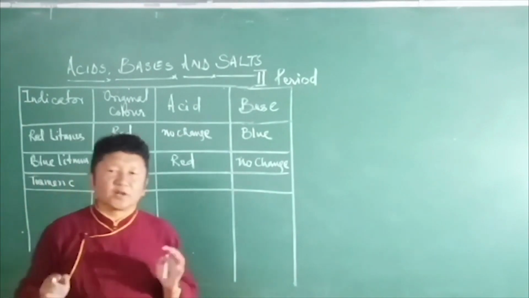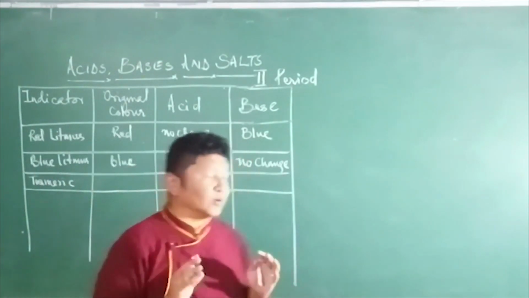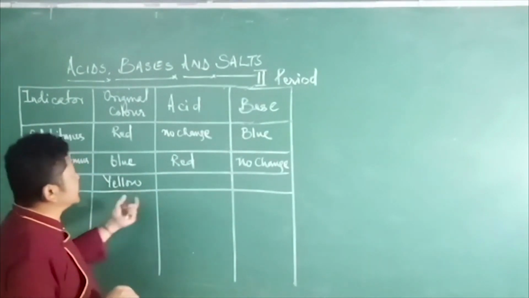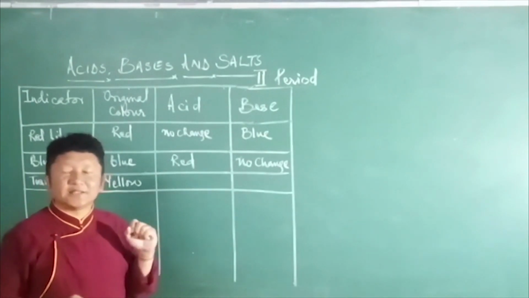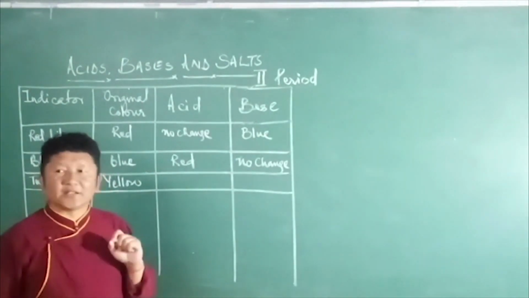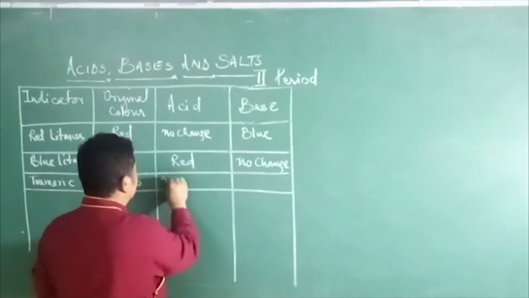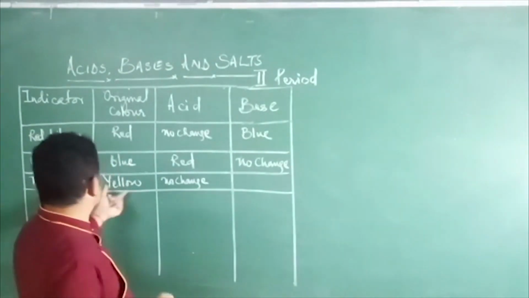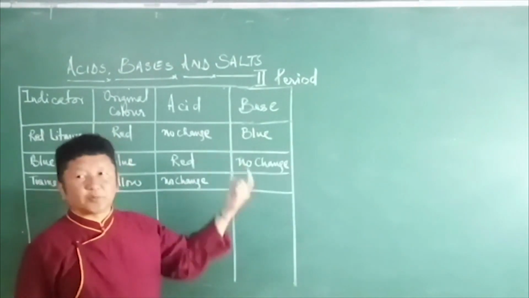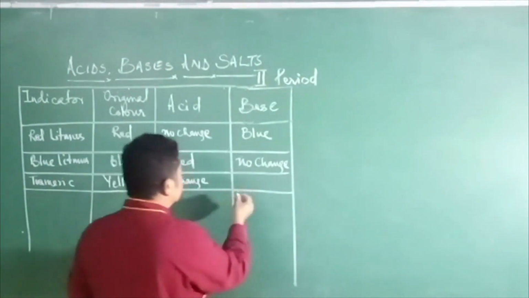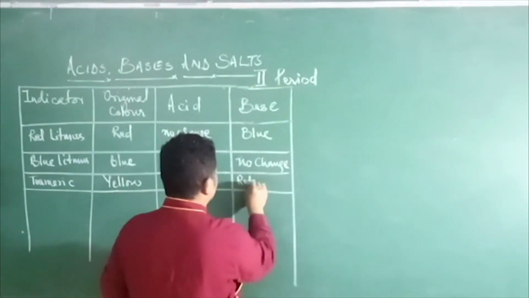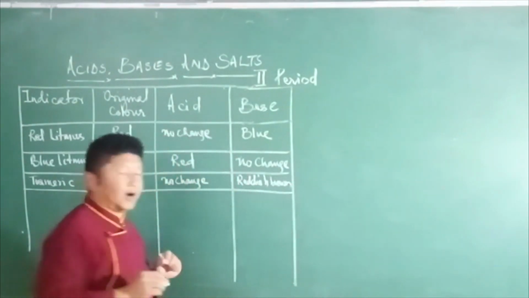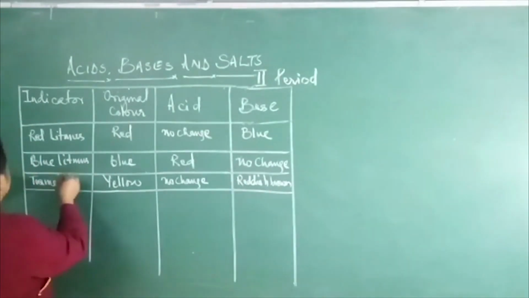Turmeric, as you know, in our kitchen, the color of turmeric powder is yellow. So the original color is yellow. But this yellow, when it comes in contact with acid, no change in color. But when this yellow turmeric powder comes in contact with base it changes to reddish brown.